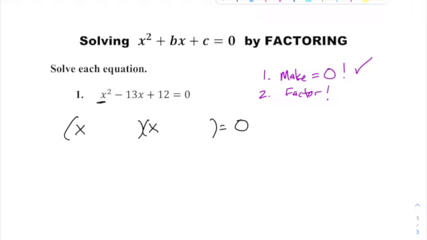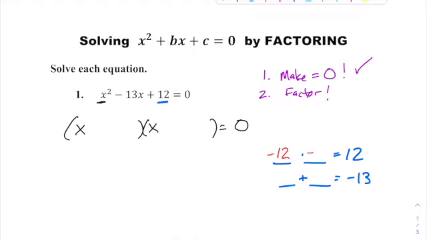And now I'm looking for two numbers that multiply to be 12, the constant term on the end, that's positive 12. And those same two numbers have to add up to be negative 13. Okay, so two numbers that multiply to be positive, they have to have the same sign. And since they're adding up to be negative 13, that means they must both be negative. So what multiplies to positive 12 and adds up to negative 13?